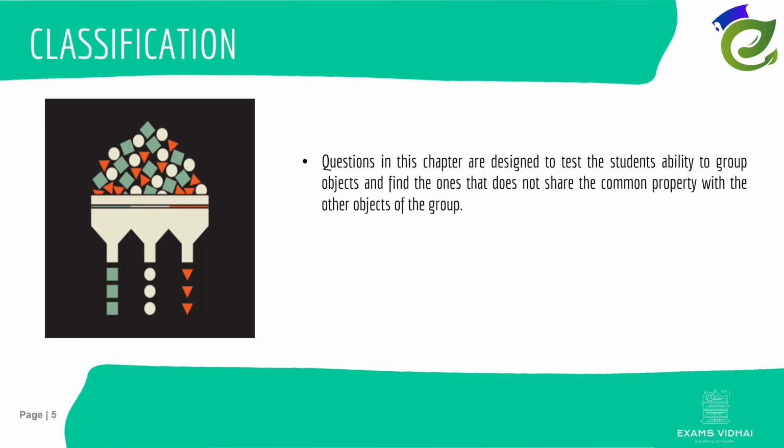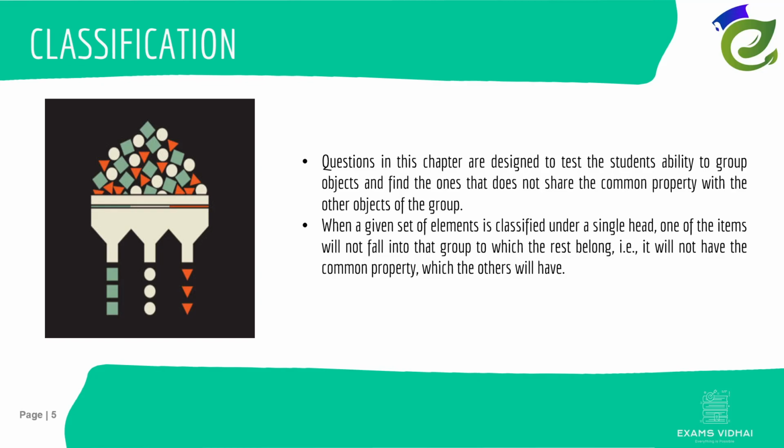Questions in this chapter are designed to test the student's ability to group objects and find the ones that do not share the common property with the other objects of the group. When a given set of elements is classified under a single head, one of the items will not fall into that category to which the rest belong. That is, it will not have the common property which the rest will have. Hence, it becomes the odd one out.